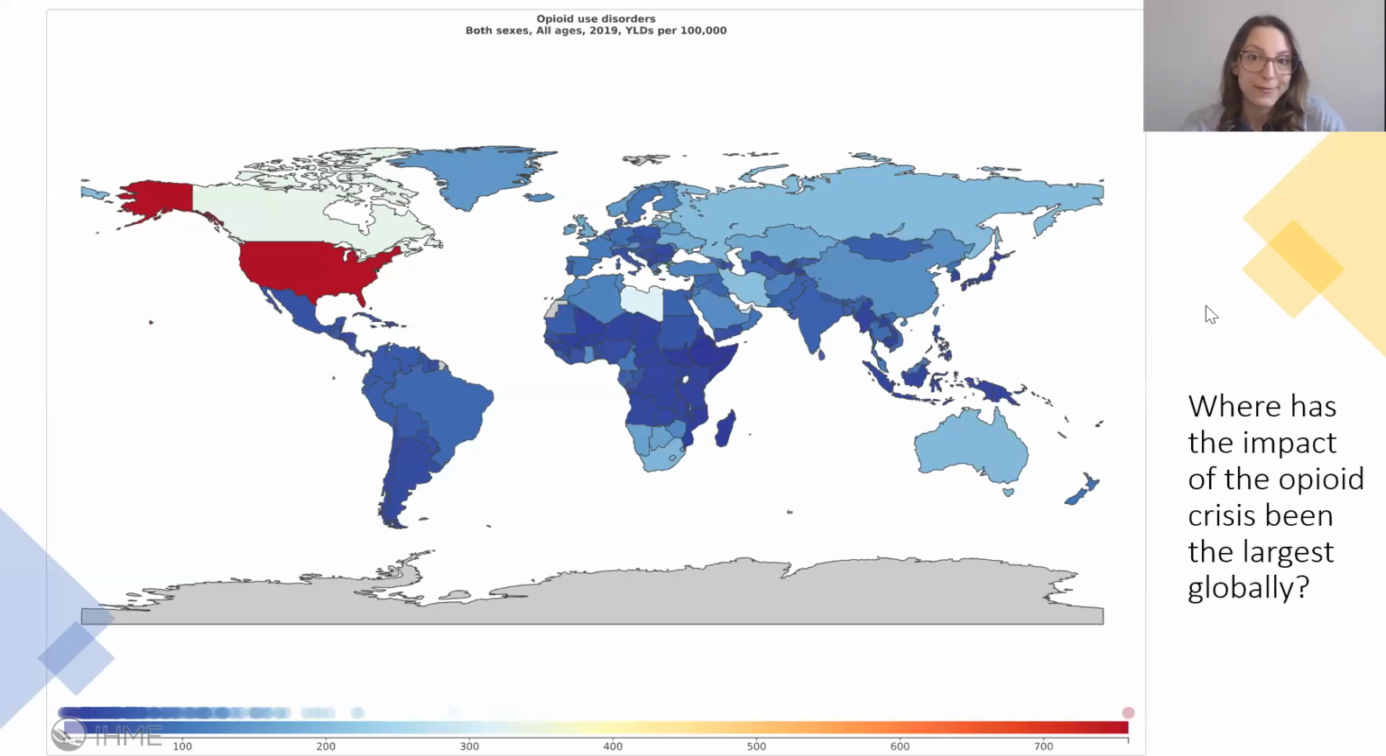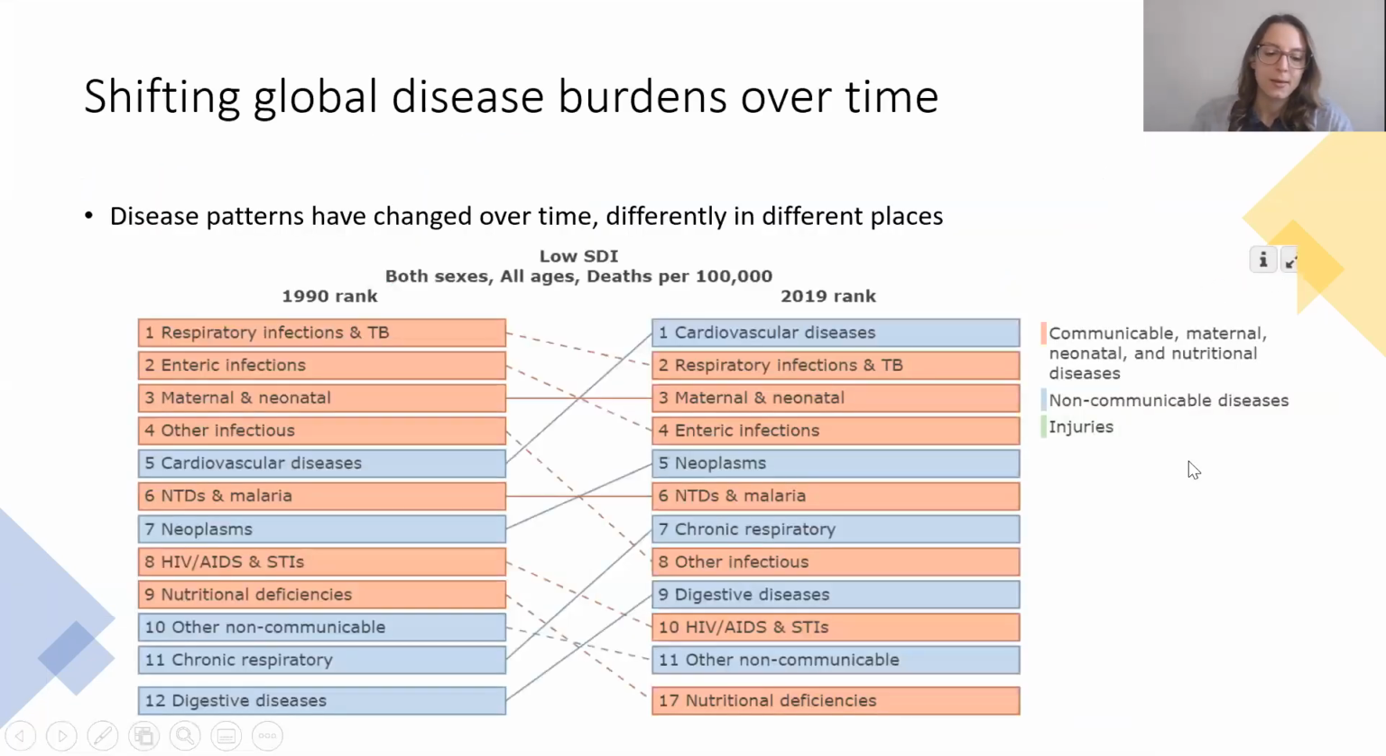So something that we could glean from a map like this is that it really has been an unequal proportion of suffering due to opioid use and addictions, particularly centered in the States.